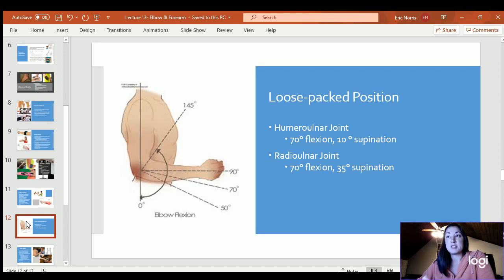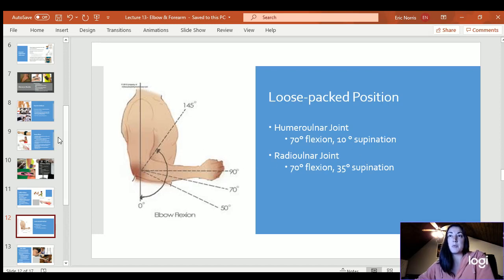The loose pack position. Remember, we like the loose pack position. This is kind of where there's the most joint space. So whether you're talking about the humeroulnar or radioulnar joint, both are at about 70 degrees of flexion, 70 degrees of elbow flexion, so just before 90. And then what changes is how much supination. So starting at a neutral thumb up position, with the humeroulnar joint, you'll supinate about 10 degrees, and with the radioulnar, about 35 degrees for that loose pack position.